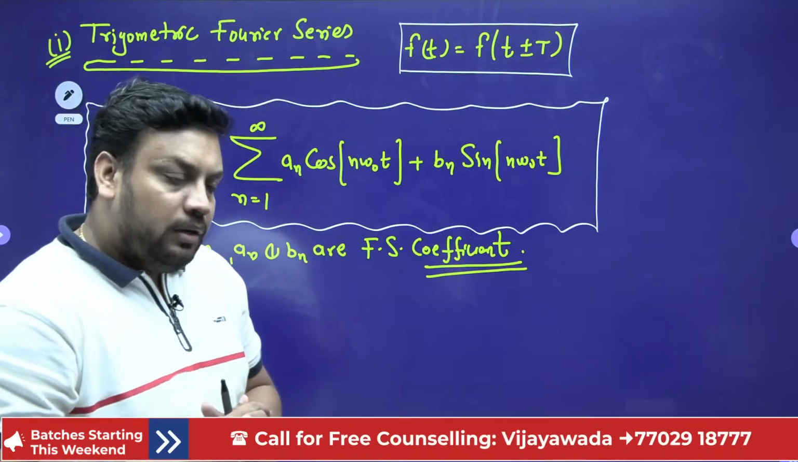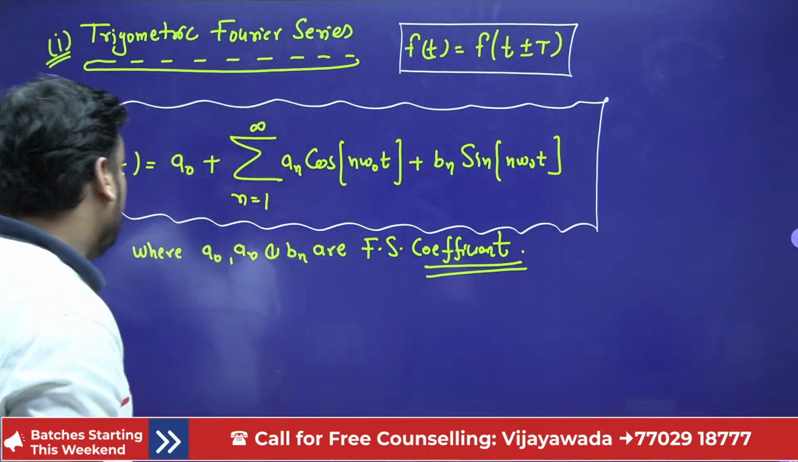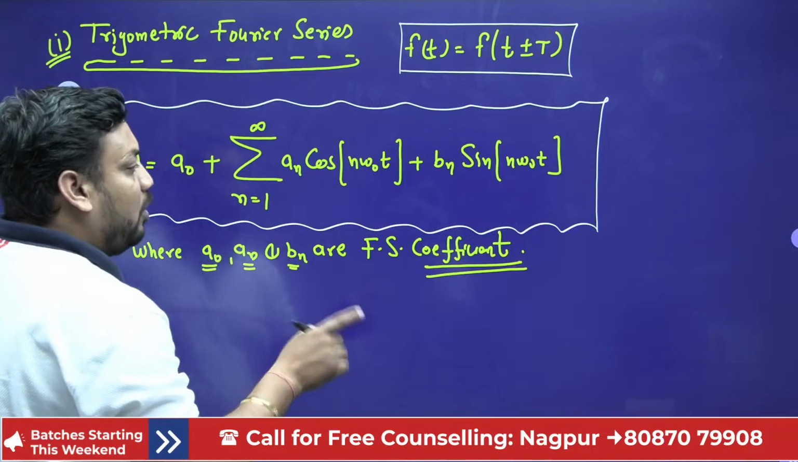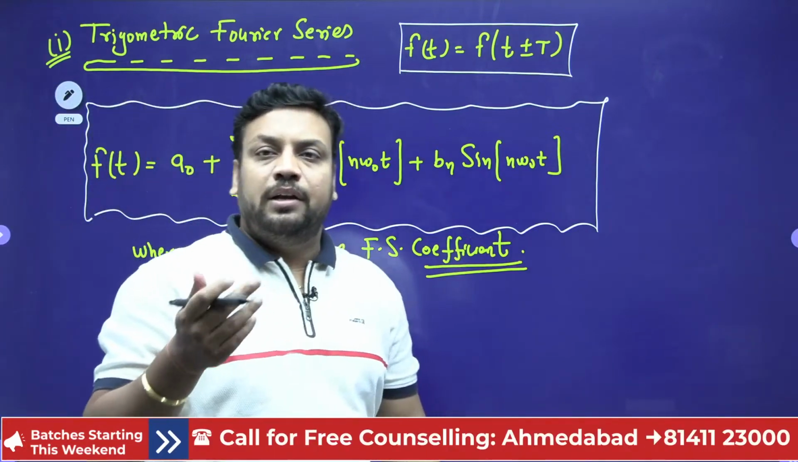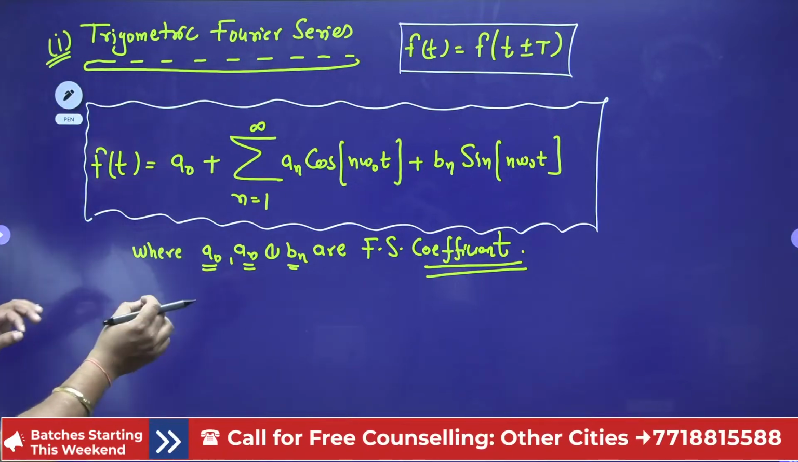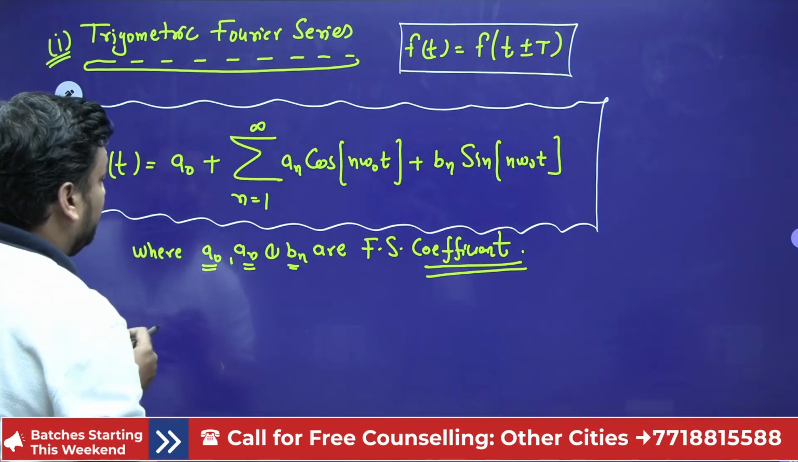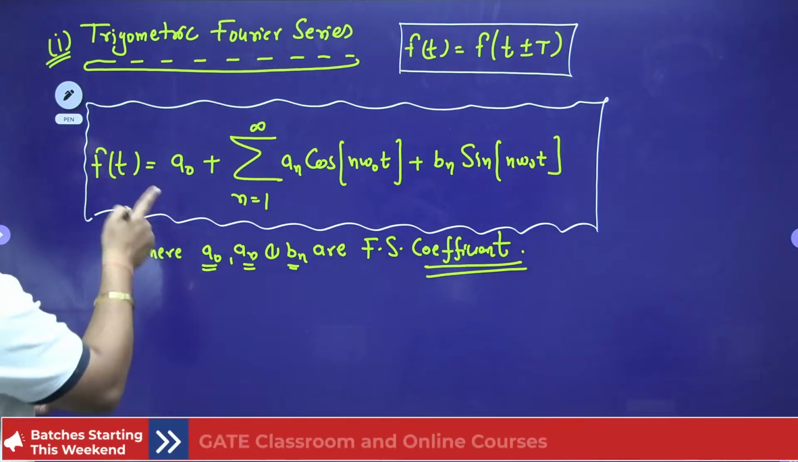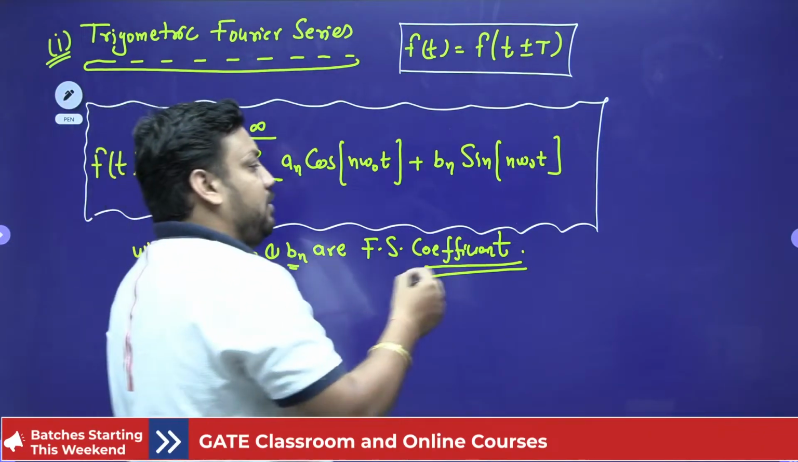Now, how will a0, an and bn, the coefficients, come? Generally students just memorize the formulas for a0, an, bn. Actually, we will do a small derivation here. It will take 5 to 10 minutes. Suppose if I integrate this expression, suppose it is my equation number 1.